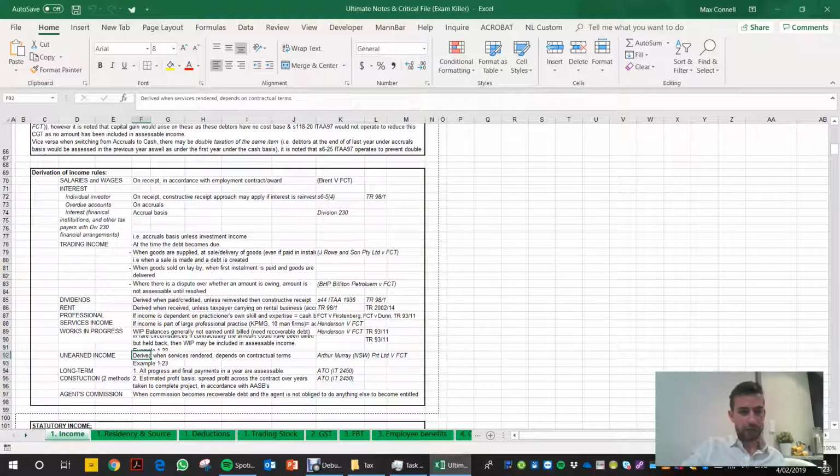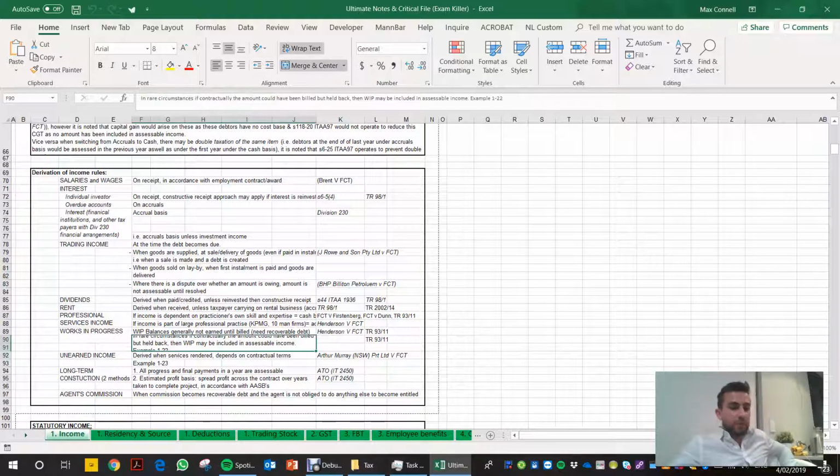Unearned income. So this is basically when you've done the service, but you haven't received the money for it. So it's derived when the services are rendered. So you still need to recognize this as income, even though you haven't actually received the cash for it, which can be a problem for many small business owners when they have to pay GST on a service, especially a large service, when they haven't received the money from it from a customer.